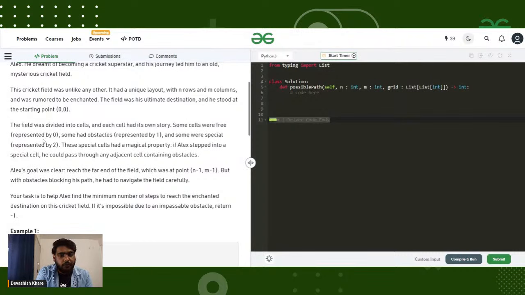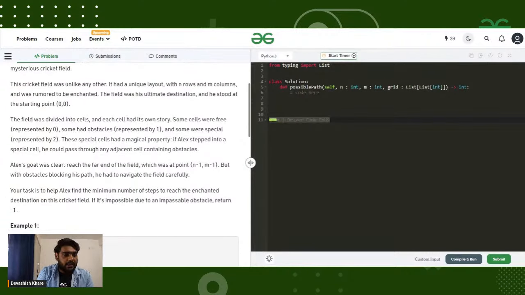Some cells were free, represented by 0. Some had obstacles, which were represented by 1. And some were special, represented by 2. The special cell had a magical property. If Alex stepped into a special cell, he could pass through any adjacent cells containing obstacles.